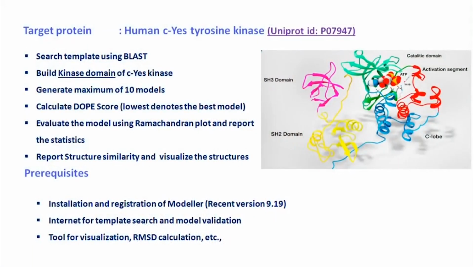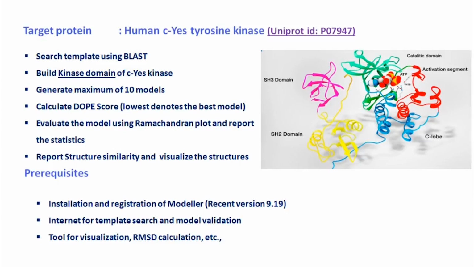Using Modeler software, we can do homology modeling, and here the task is predicting the structure of human CS tyrosine kinase, and its UniProt sequence ID is P07947. It includes a few steps like retrieving the protein sequence from UniProt, searching for a template using BLAST, and building the structure based on the template. So, these are the 3 essential steps for which I am going to give a demo.